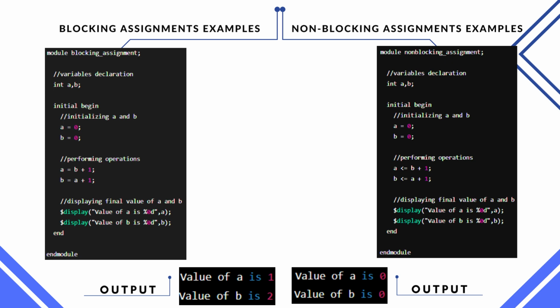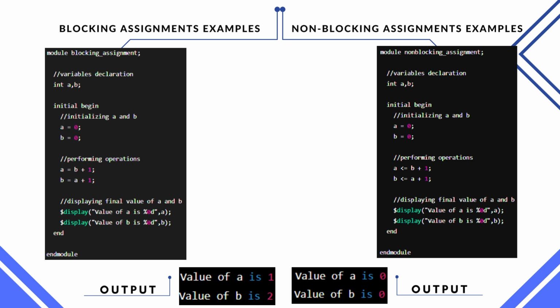In this case, we will initialize A and B, and then perform the operations using non-blocking assignments. Finally, we will display the final values of A and B. After executing the code, we get the output as follows: value of A is 0 and value of B is 0. As you can see, the outputs of the two examples are different. This is because in the second example, we used non-blocking assignments, which execute in parallel with other statements.